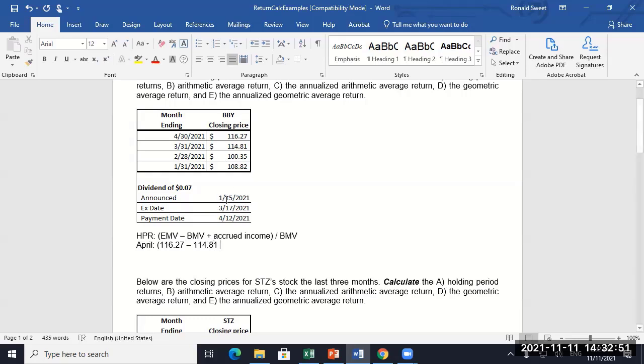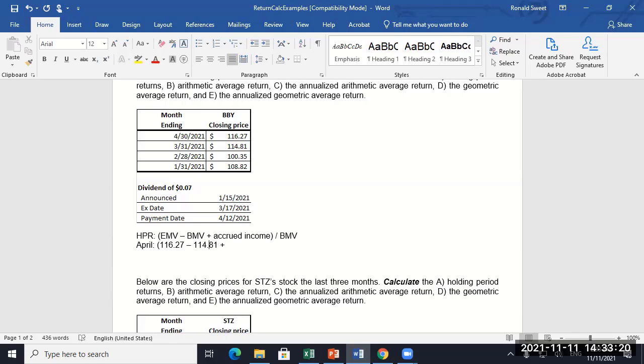What's the only date you care about here? They announced in January. It went ex in March. They paid in April. Is this April's? You only care about the ex date. So what's the income here? Anthony, how much income is here? It's 114.81, sorry. No, but the income.